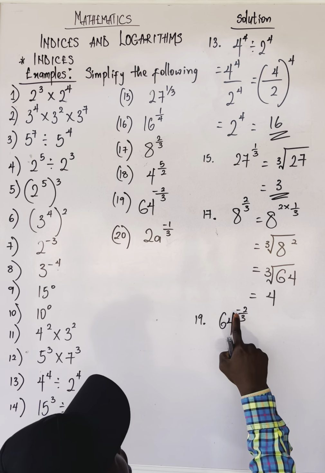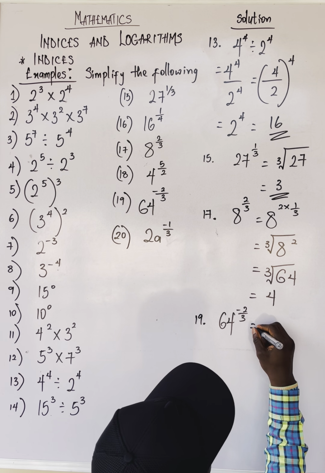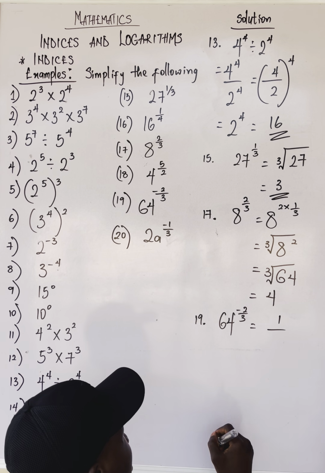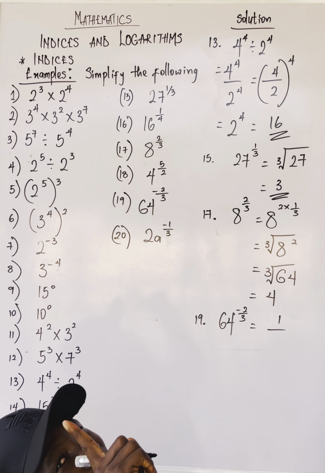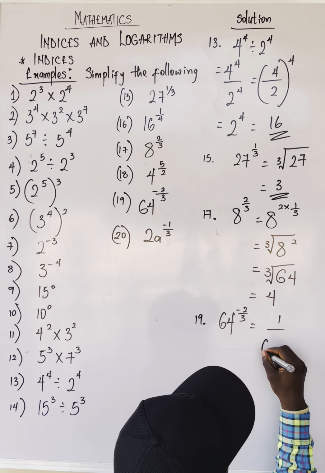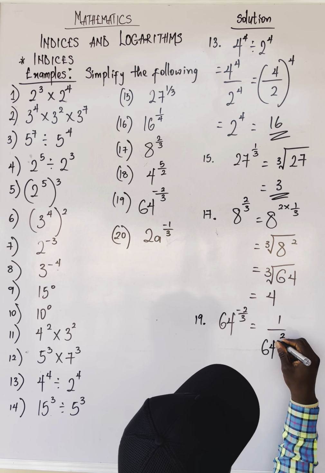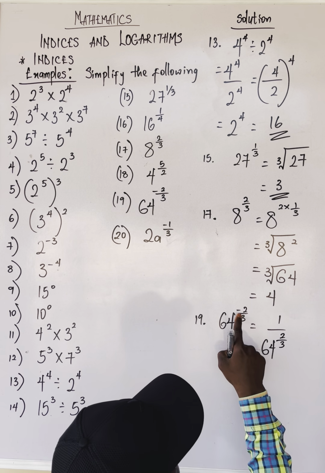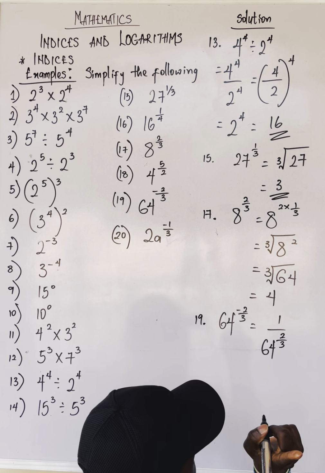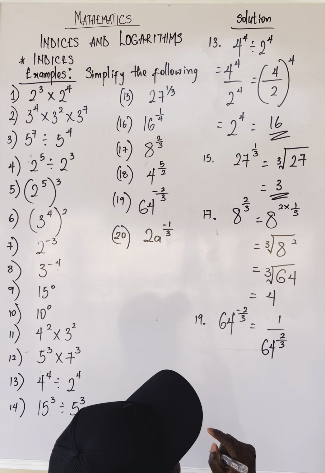The first thing, anything raised to the power minus, another way to write it is what? What did I tell you? 1 over. Anything raised to the power minus, I told you another way to write it is 1 over. And that will be 64 to the power of 2 over 3, right? It will not carry the minus again. So the minus is gone already, but the power has to be there, 2 over 3.